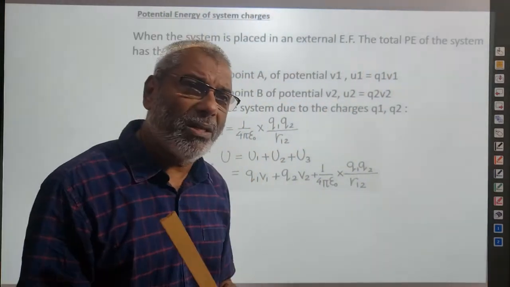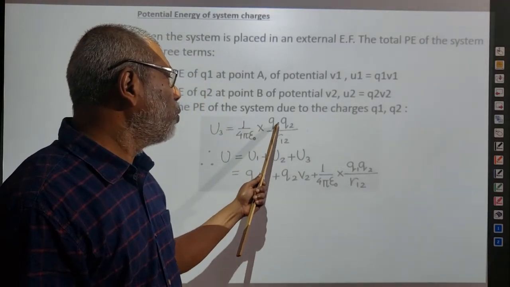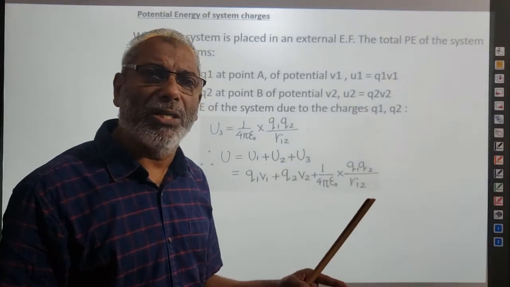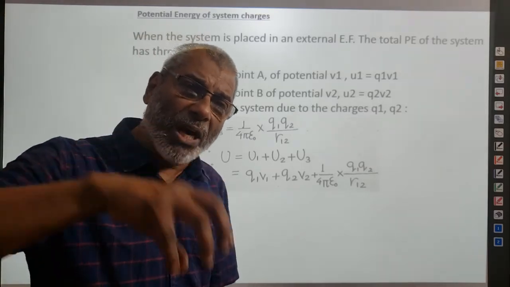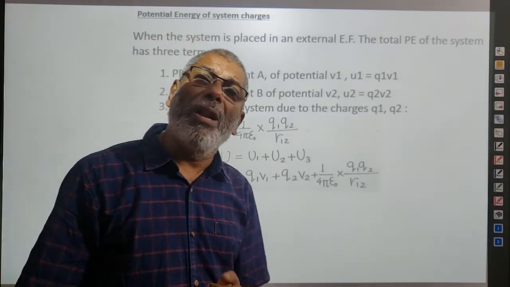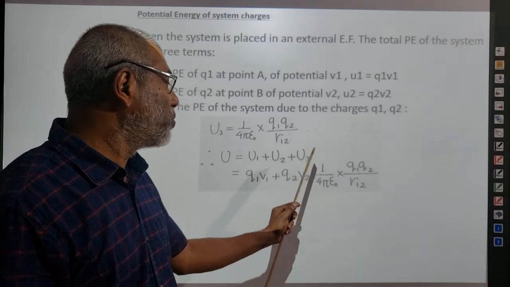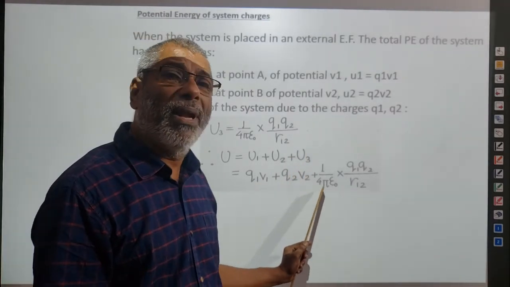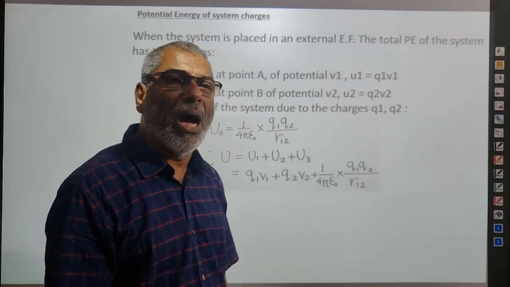Yesterday we explained this. U3 is equal to 1 by 4 pi epsilon 0 into Q1 Q2 divided by R12. Because these two charges are kept at a distance from each other, there is also a potential energy due to the charges created. That is U3. In all, the total potential energy U is equal to U1 plus U2 plus U3. That's equal to Q1 V1 plus Q2 V2 plus 1 by 4 pi epsilon 0 into Q1 Q2 divided by R12.